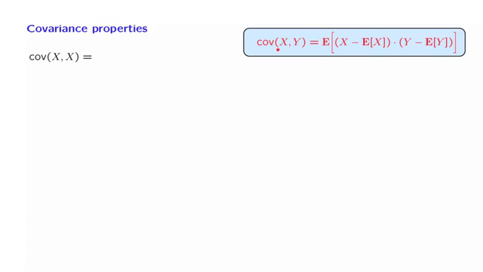So it's a special case of this definition, but where y is the same as x, and therefore this second term here is the same as the first term. And so what we're left with is the expected value of the square deviation of the random variable from its mean. And we recognize that this is the same as the variance of x. So we conclude that the covariance of a random variable with itself is the same as the variance.